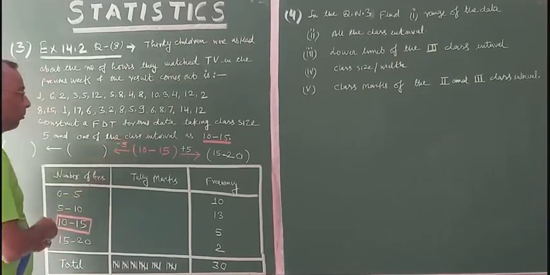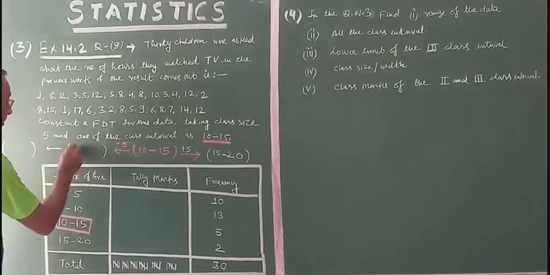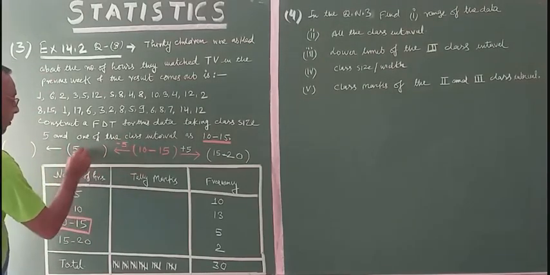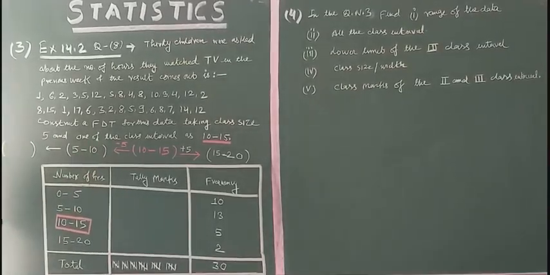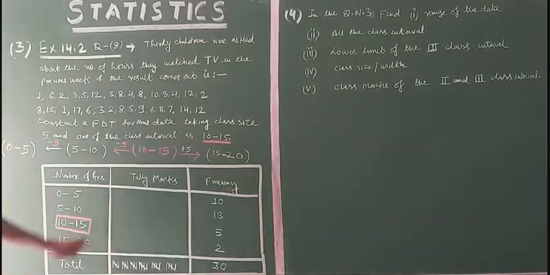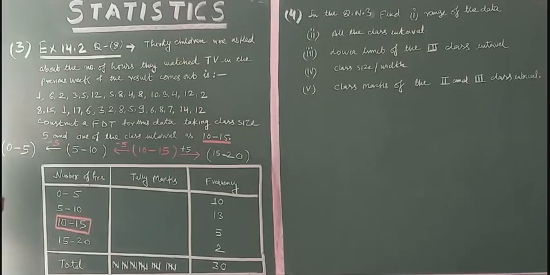Okay, so what will happen? 10 minus 5 is 5 and 15 minus 5 is 10. Again we are going to the left hand side, minus 5 will be there. So what will happen? 5 minus 5 is 0 and this is 5. Is it okay? So these are our class intervals. Which one? 0 to 5 I have written here.